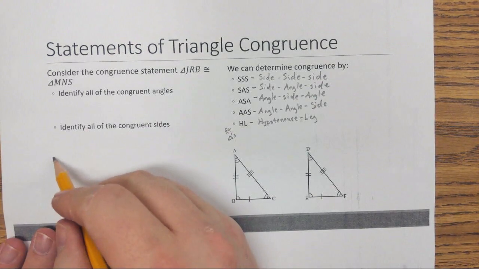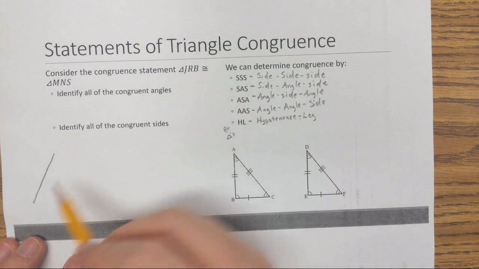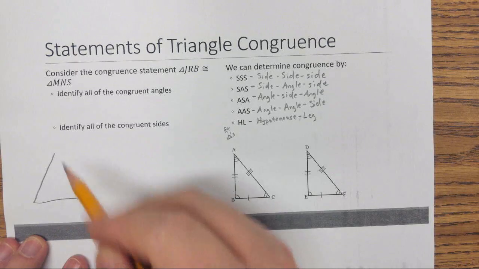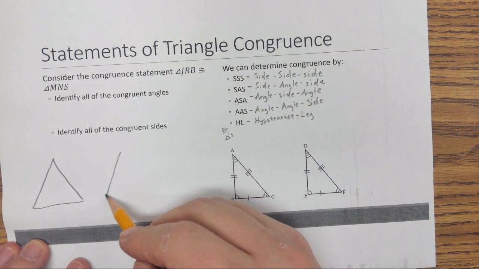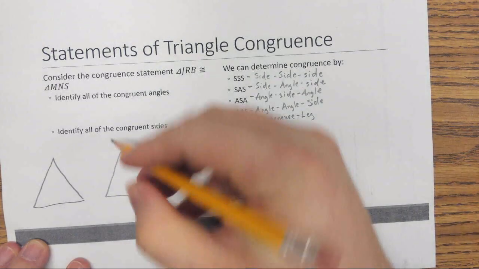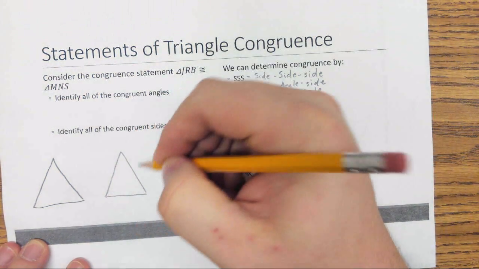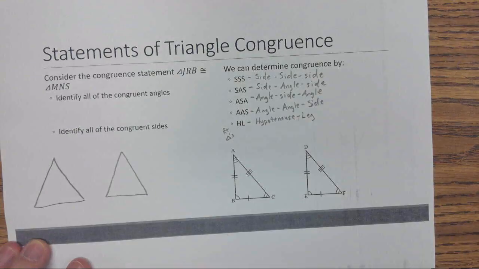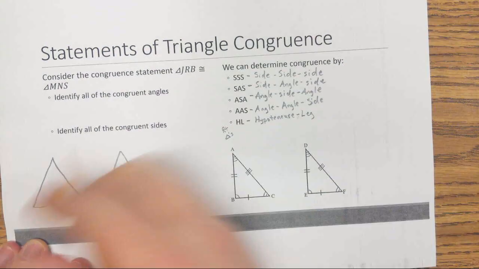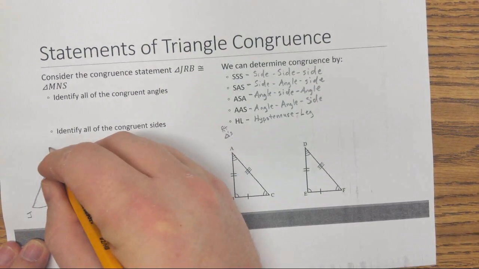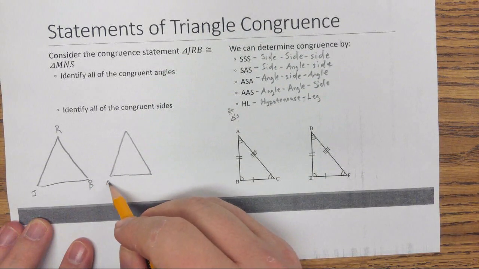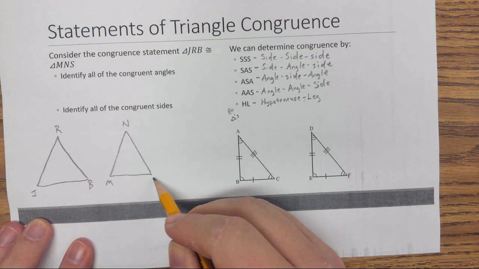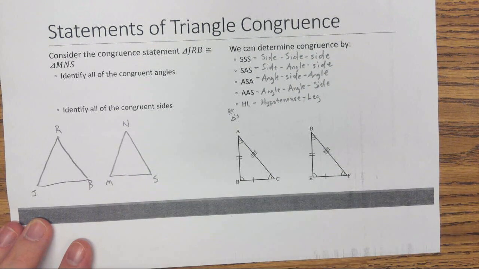Alright, first of all, let's just draw our triangles here. They don't have to be perfect. The proof is in the pudding, if you will. We just need to make sure that we match things up. Okay, so I'm going to call this one J, R, B, and I'm going to call this one M, N, S. Okay?